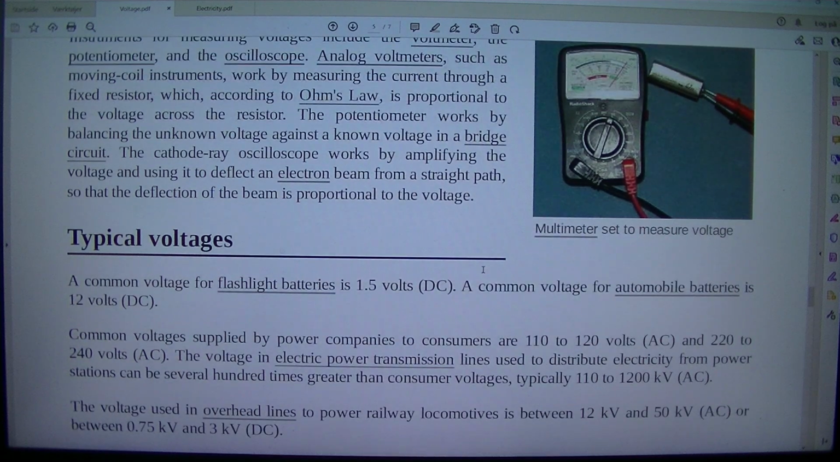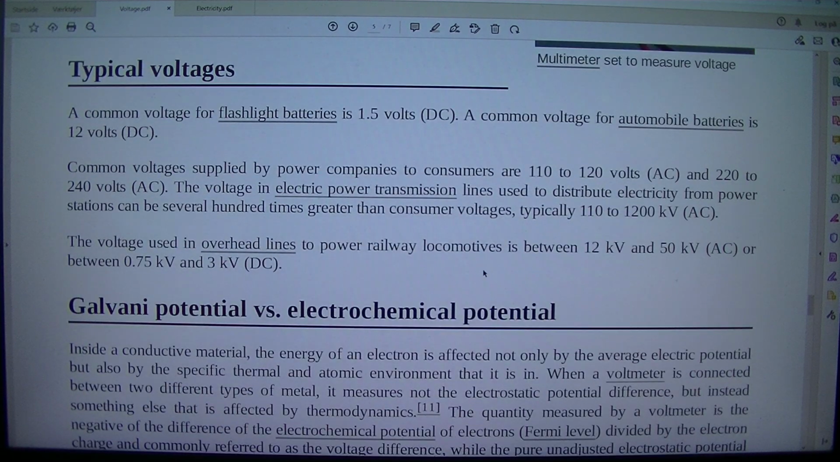Typical voltages. A common voltage for flashlight batteries is 1.5 volts, DC. A common voltage for automobile batteries is 12 volts, DC. Common voltages supplied by power companies to consumers are 110 to 120 volts, AC, and 220 to 240 volts, AC.